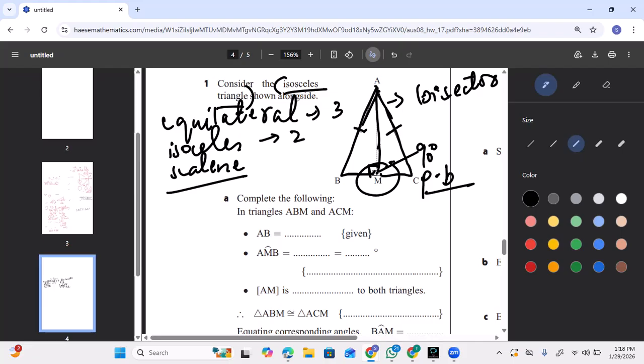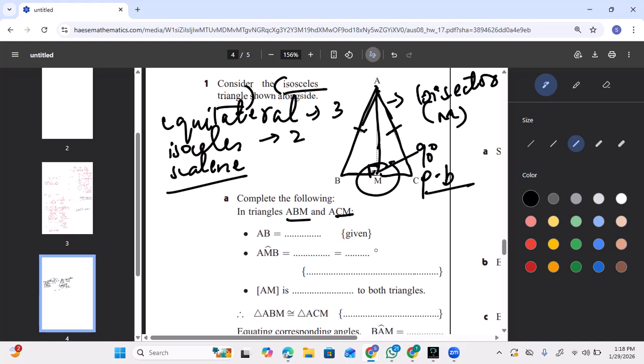So you have two triangles now. Firstly we have just one triangle ABC, but because we have this bisector, and this bisector line is known as M, now we have the triangles ABM and ACM. These are two triangles. Now they are asking you to explain the sides which are equal.